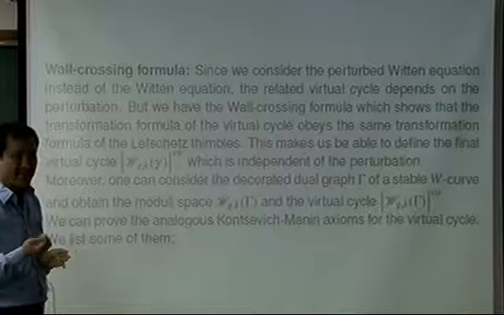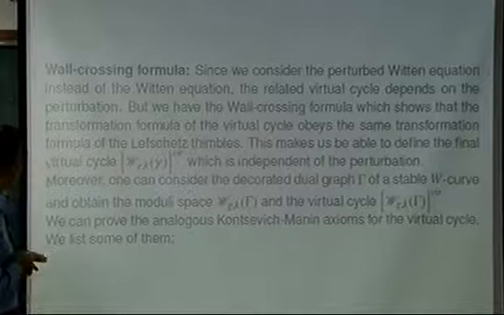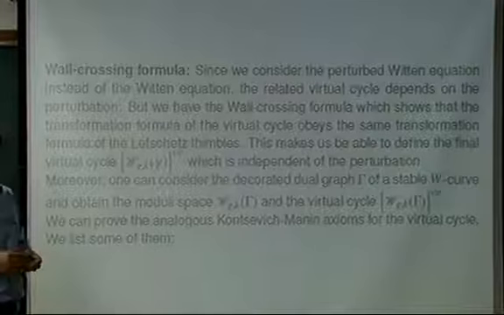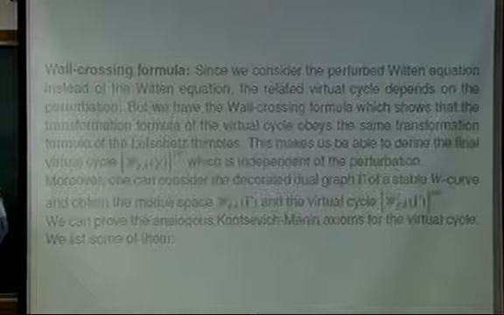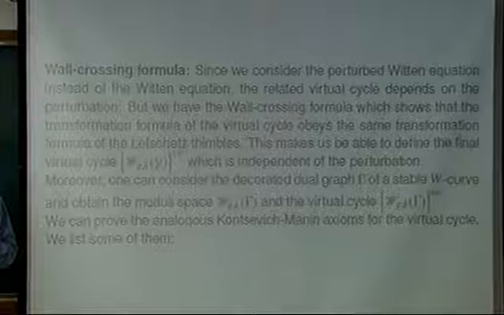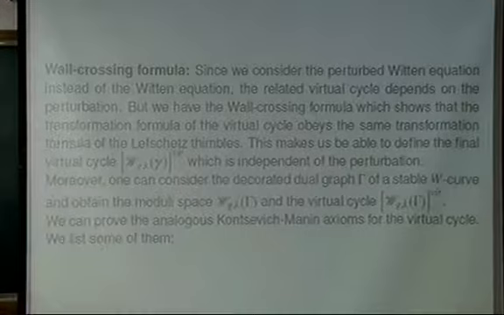And now this makes us able to define the final virtual cycle, which is independent of the perturbation. The method is we tensor with a dual Lefschetz thimble. So for the virtual cycle, we can go in this way, but for the dual Lefschetz thimble, they go another way. So this cancels the effect of the perturbation. So we get a virtual cycle that is independent of the perturbation. So this is a key point.